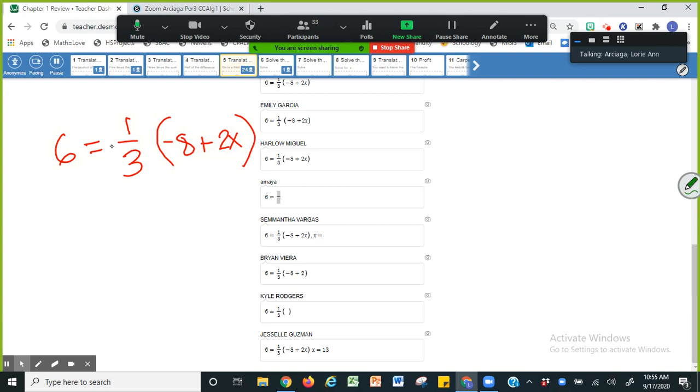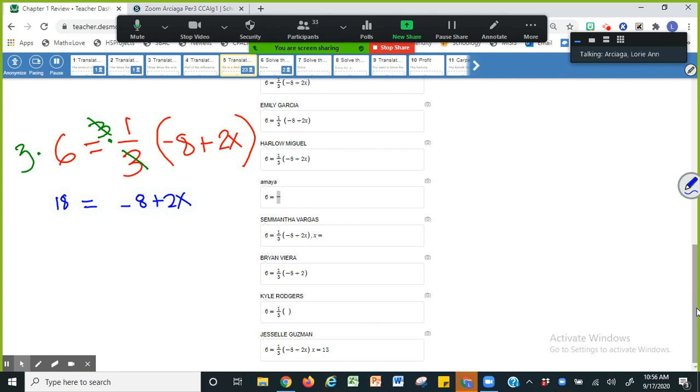Or you can also multiply here by that same denominator, 3. So you can cancel them out like that. Because if you cancel it out, then you don't have to distribute it anymore. But you got to be fair. Whatever you do to the right, you have to do to the left. There you go. Then you will come up with 18 is equal to, since you cancel them, no more fraction, -8 plus 2x. I think you can take it from there. So what will be the value of x?